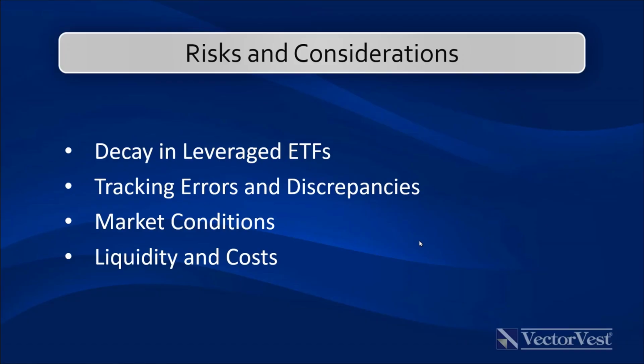Tracking errors. Some inverse ETFs don't perfectly mirror their benchmark's movement. You factor in fees, rebalancing, market efficiencies. That can all lead to discrepancies in expected gains and losses. Number 3, market conditions. These ETFs work best in trending markets. In choppy or sideways conditions, frequent price fluctuations can erode gains and create losses from false breakouts or whipsaws.